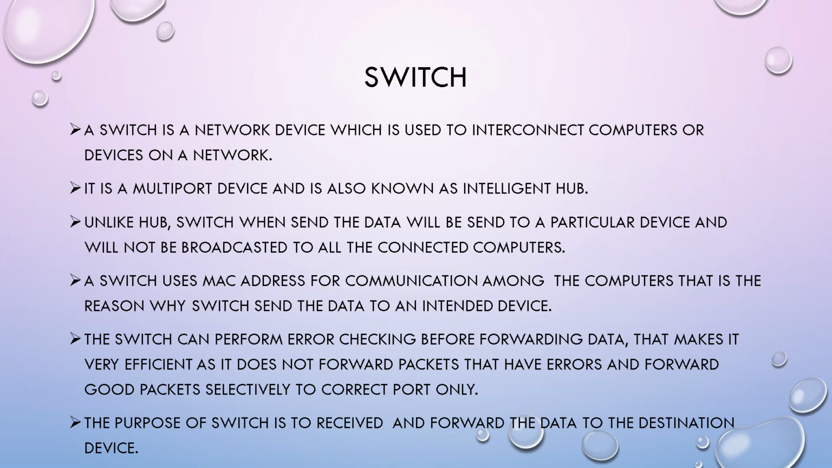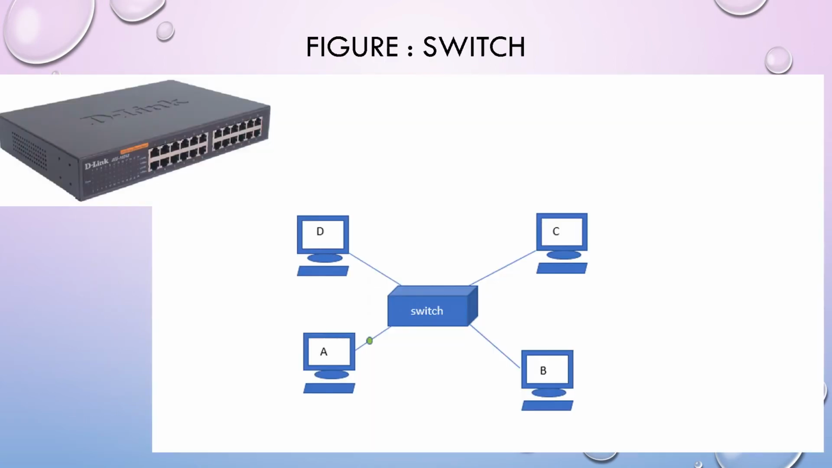Now a switch allows us to send and receive data to the destination. In this figure you can see A wants to send a message to C via a switch. A switch acts like a hub, but while sending it will send only to C and not to other computers like B and D. This is how the switch works.